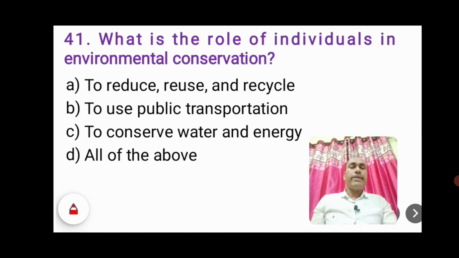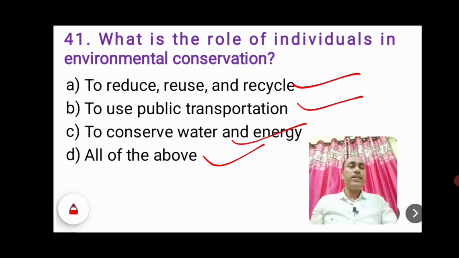What is the role of individual in environmental conservation? To reduce, reuse and recycle. To use public transportation, to conserve water and energy. All three things are required. So all of them will be the answer.